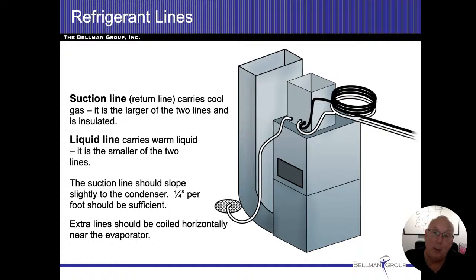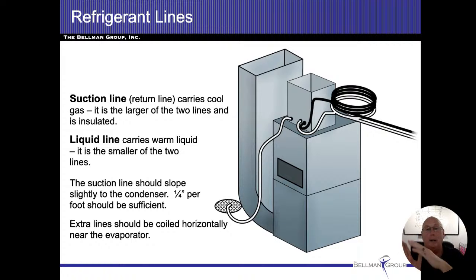But when you do it that way, you can't cut the refrigerant lines. So you're going to have to buy a line set that's longer than what you actually need. So there's always going to be extra line set when it comes to it.